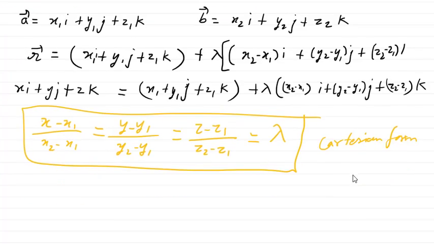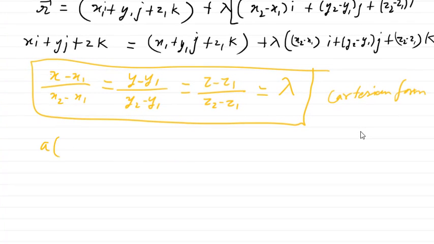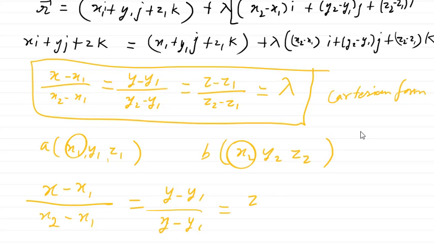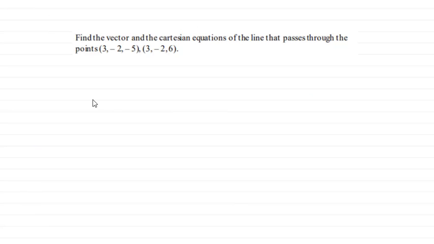And it's very simple as well. Let's say we have A with coordinates x1, y1, z1, and B has x2, y2, and z2. Then finding the Cartesian form is very easy. Just write x minus the coordinate of A, x1, then in the denominator you just have to subtract x2 minus x1, and then (y minus y1) divided by (y2 minus y1) equals (z minus z1) divided by (z2 minus z1). So that's it. So let's see an example.